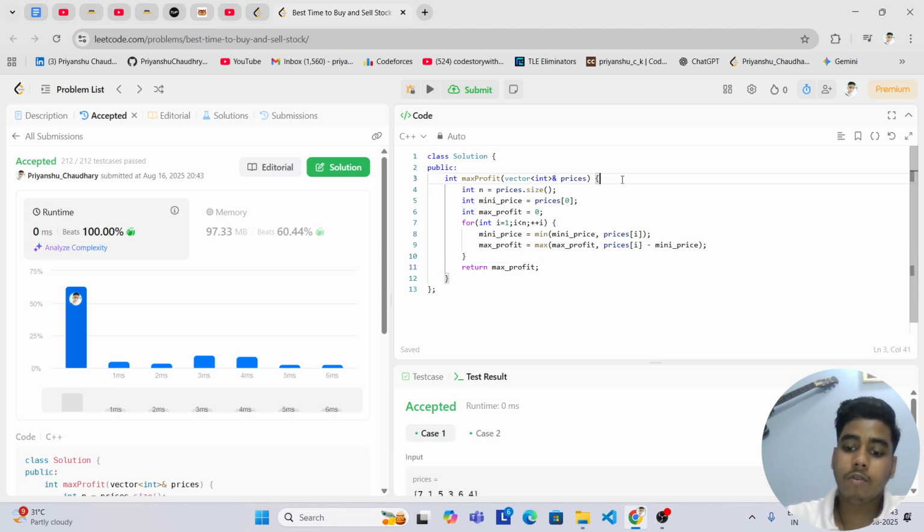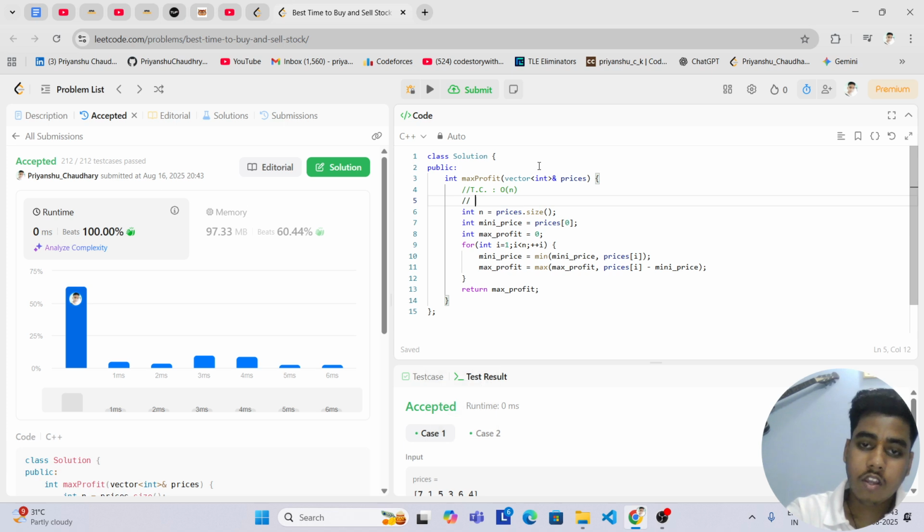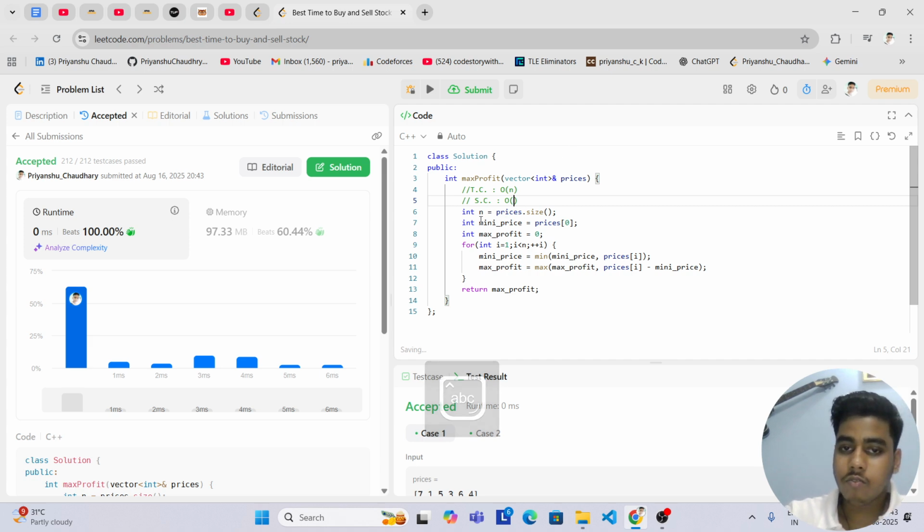Now if I talk about the time complexity and space complexity, we are just using one for loop, so the time complexity is big O of n. And we are just storing the minimum price and maximum profit variables, so the space complexity is big O of 1. So this is all for this problem.